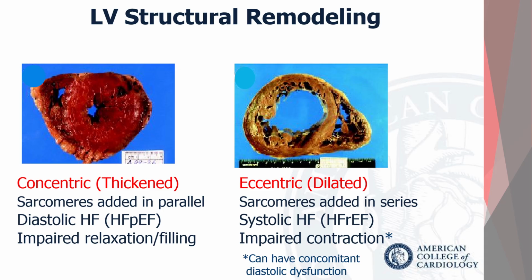I think many of you are used to this figure, but just quickly, this comes from one of the American College of Cardiology reviews, and it looks at concentric versus eccentric remodeling. When we're talking about heart failure with reduced ejection fraction, we are focusing on that eccentric systolic heart failure. Sarcomeres are added in series, and it has impaired contraction.